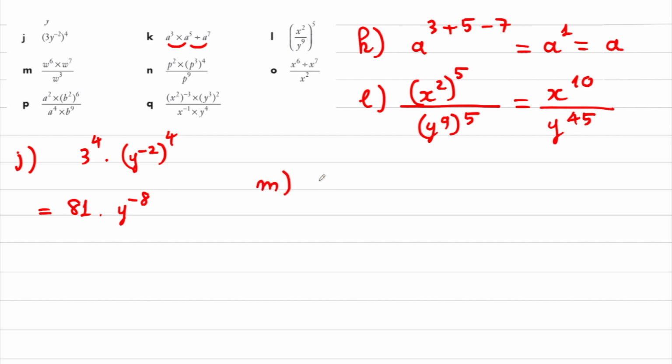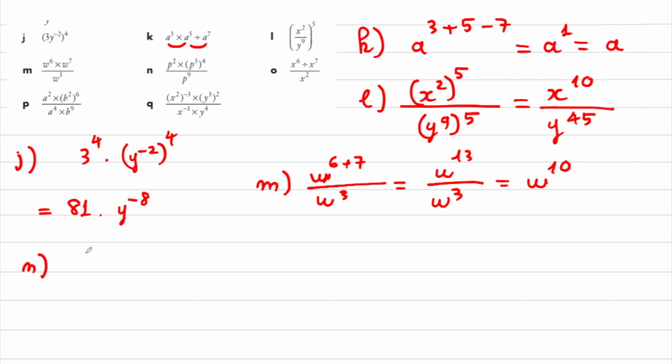Question M, in the numerator you get 7 plus 6, and then you will have w to the power of 3 in the denominator. This one equals 13 over 3 here. And take the subtraction of 13 and 3 here, you will get 10. w to the power of 10.